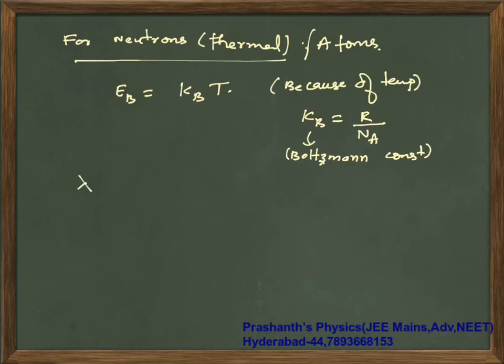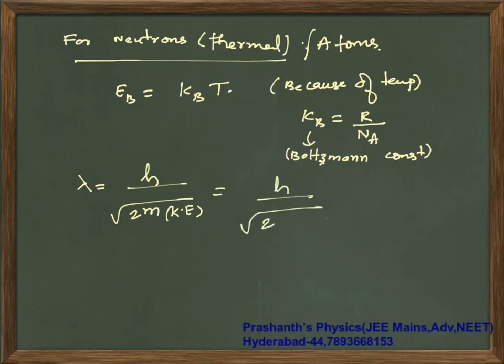So your lambda is equal to h by under root 2m into kinetic energy, which is h by under root 2 into m into Kb into T, where m is the mass of each particle. So this is your wavelength associated with thermal neutrons. Like this, basic questions you can do. I don't need to explain much.